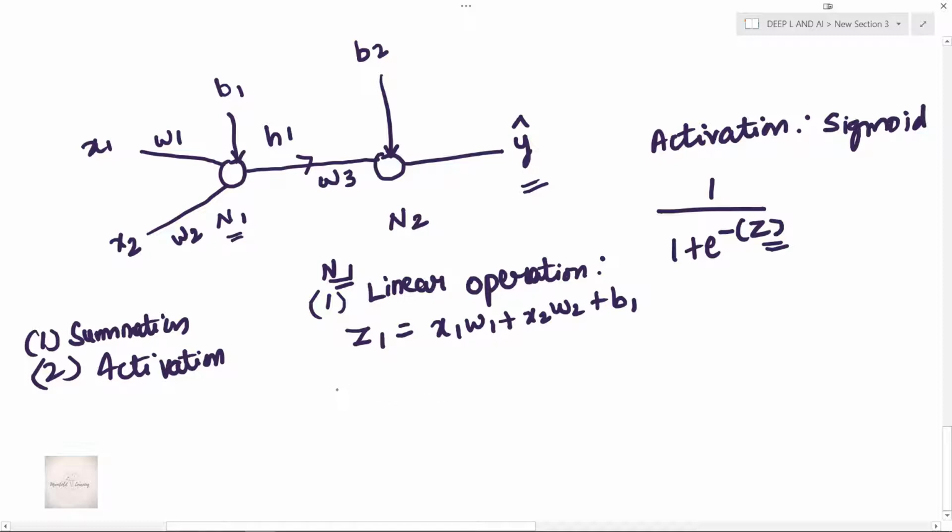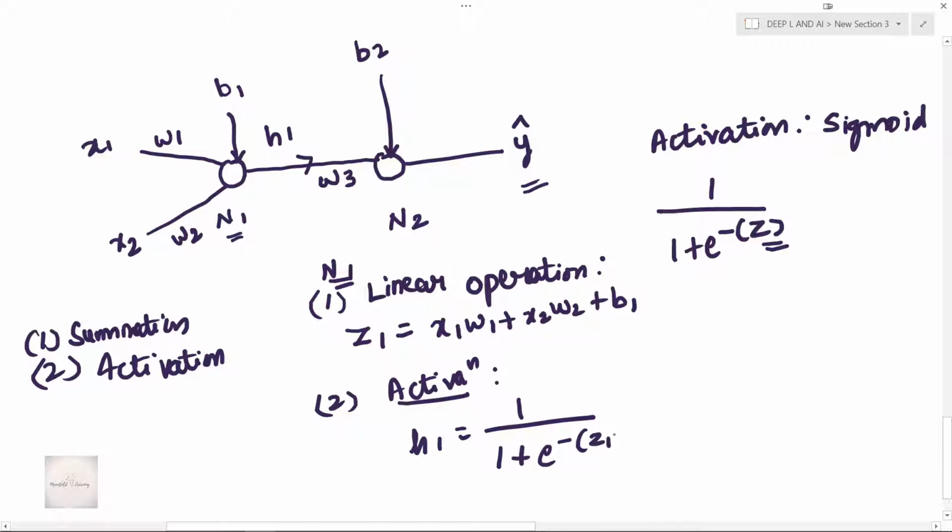And the second step is activation. After I perform the activation on this, I can write H1 is equal to 1 over 1 plus e power minus Z1. So H1 is 1 over 1 plus e power minus Z1. Got it? Now we have found H1.